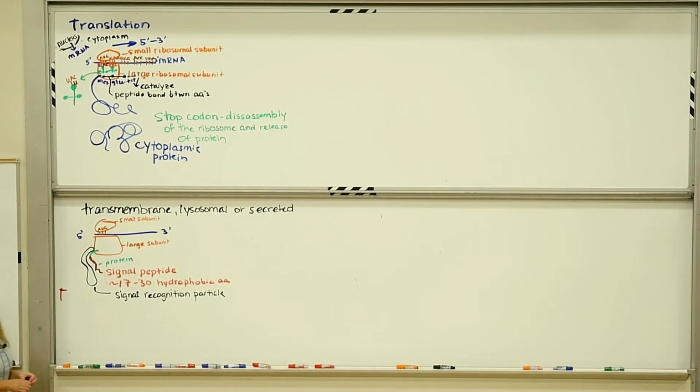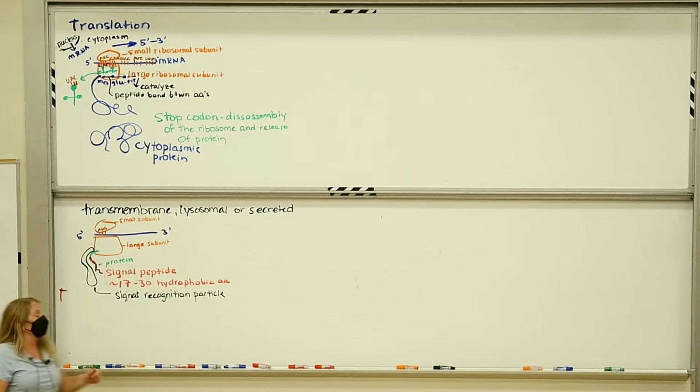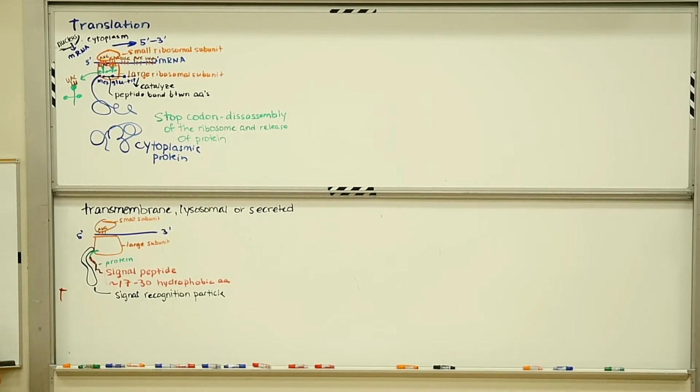Okay. Repeat that? Yes. So the signal recognition particle can be like a hot dog bun and picks up the signal peptide, so that the hydrophobic portion of the signal peptide and the hydrophobic portion of the interior of the signal recognition particle are now hidden inside this protein and away from the cytoplasm. Okay?